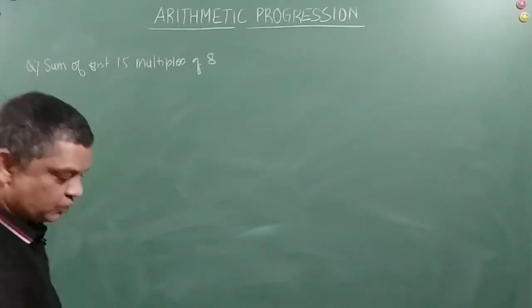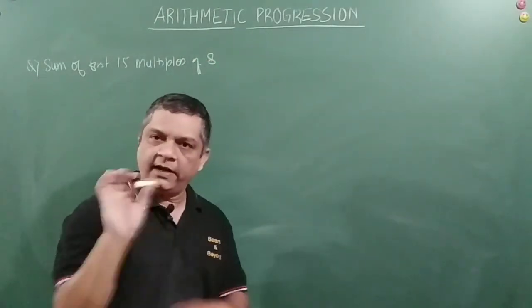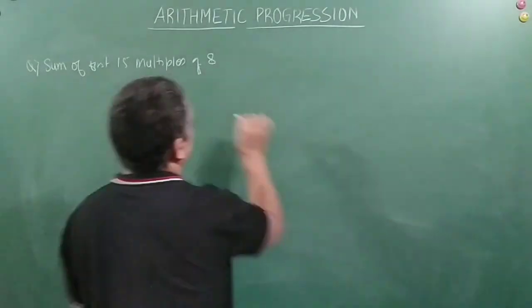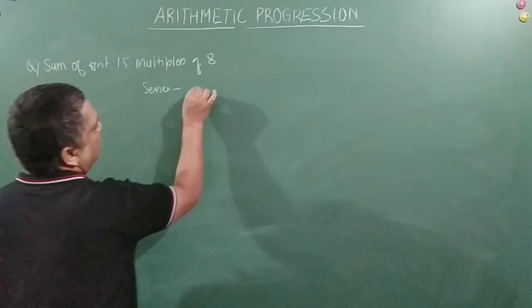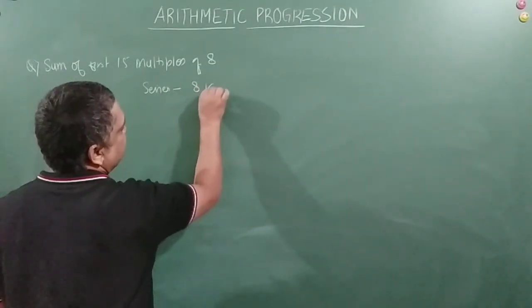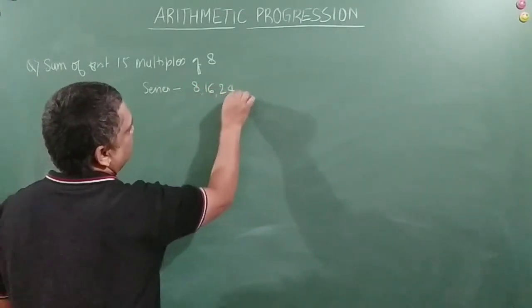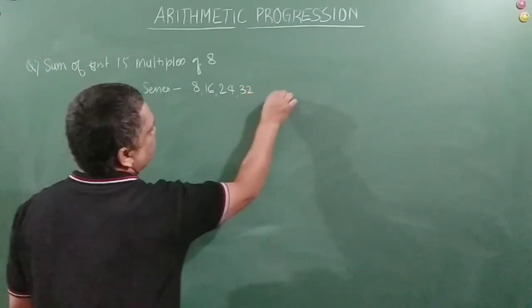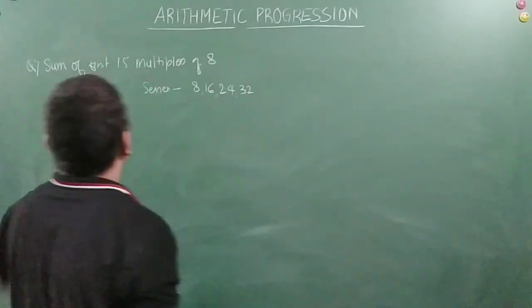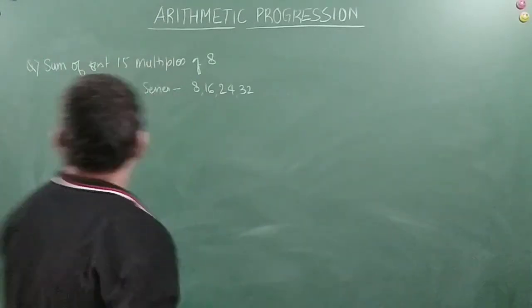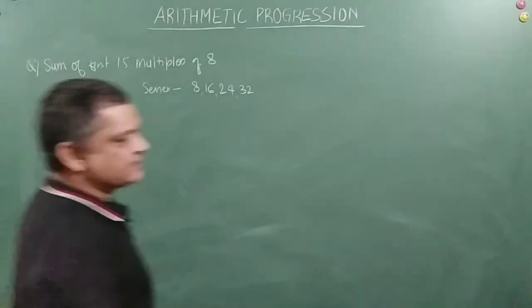Right. So the series will go how, friends? 8. Let me write the series. 8, then 16, then 24, then 32, so on and so forth. Okay? Up to 15 terms. First 15 they are asking, right? So they are asking me to find the sum.